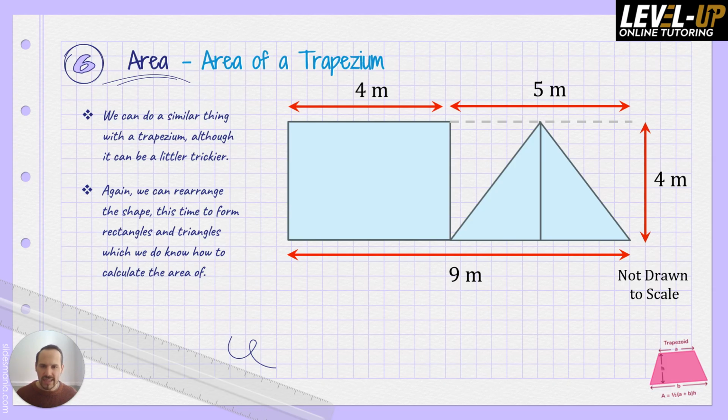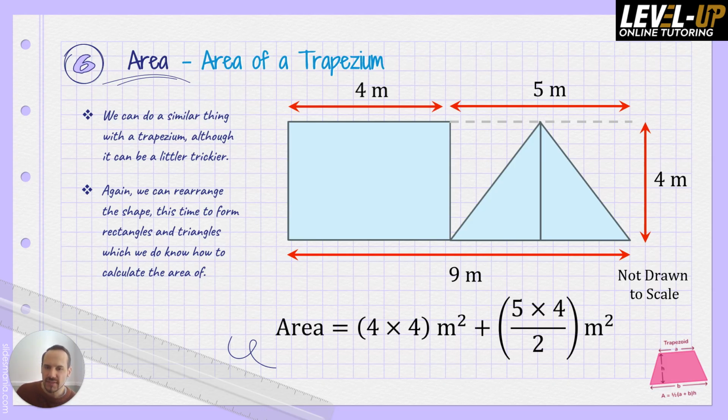So if we wanted to calculate this, you see that square on the left is 4 times 4. The triangle is going to be 5 times 4 divided by 2. And we can piece all that together and we get 26 meters squared. So that's how we could calculate the trapezium. And you see how we didn't even use a formula or anything there. We managed to work it out just logically.